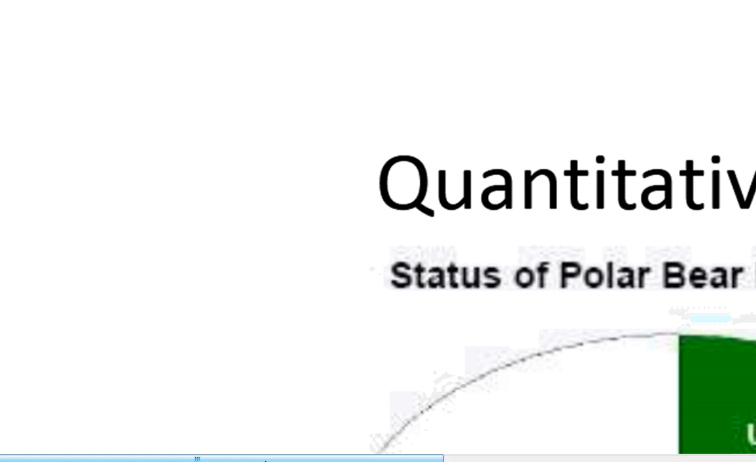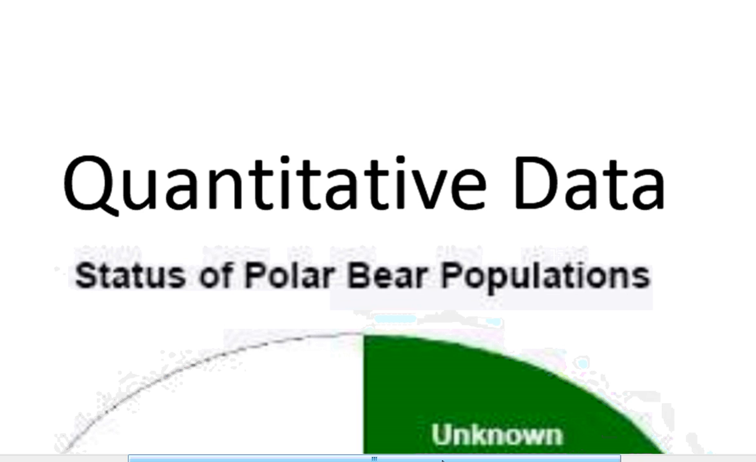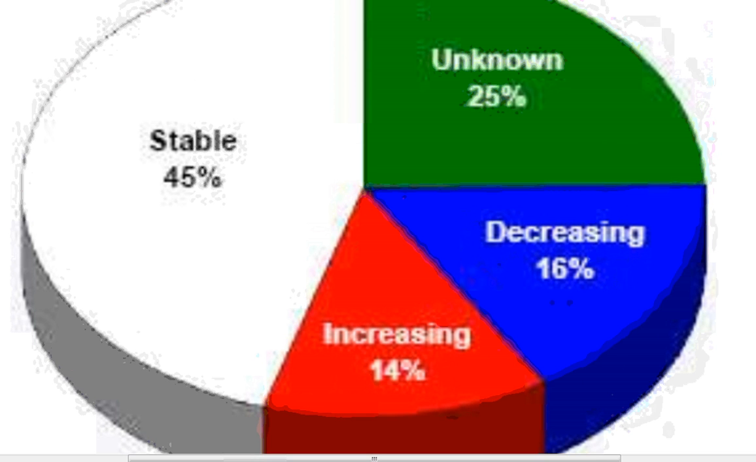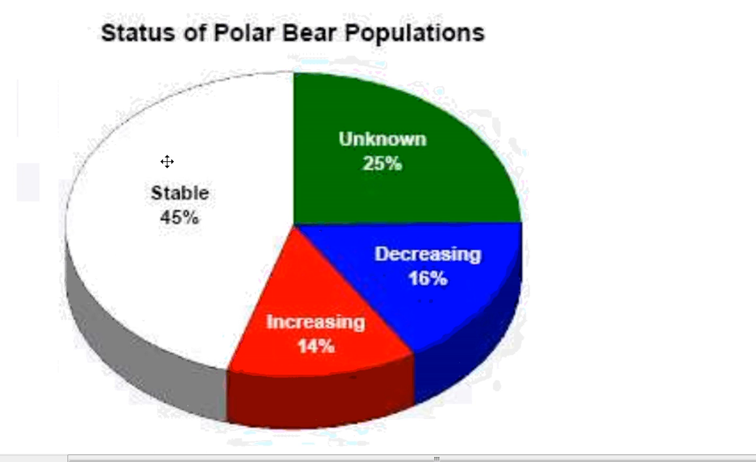Quantitative data is always a number. The bear weighs 200 pounds. Bears normally weigh 360 pounds. I don't know. Here's some quantitative data. What can you normally do with quantitative data? You can normally put it in a graph. Here's the status of polar bear populations in the world. 45% are stable, 14% increasing, and so forth. This is data that can be measured. These are based on numbers, not the bear looked good and the other bears didn't, or something like that.